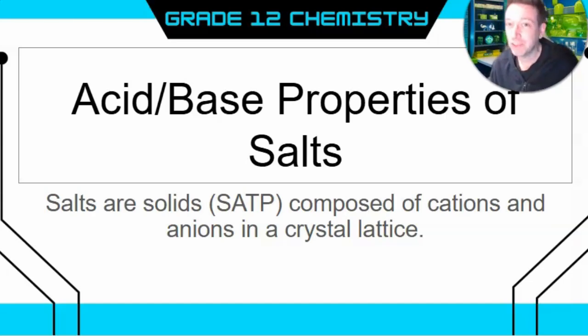We have a grade 12 chemistry tutorial here where I'm going to teach you how dissociating a salt or an ionic compound in water can produce acidic or basic solutions. By the end of this video, you'll be able to make those predictions yourself as to what salt will give you acidic, basic, or even a neutral solution. Let's get started.